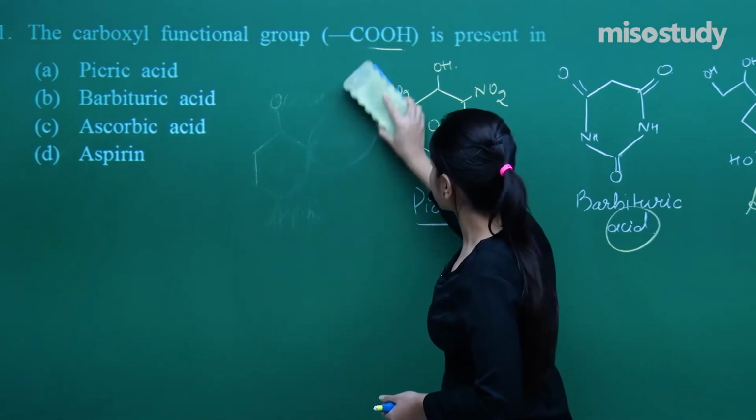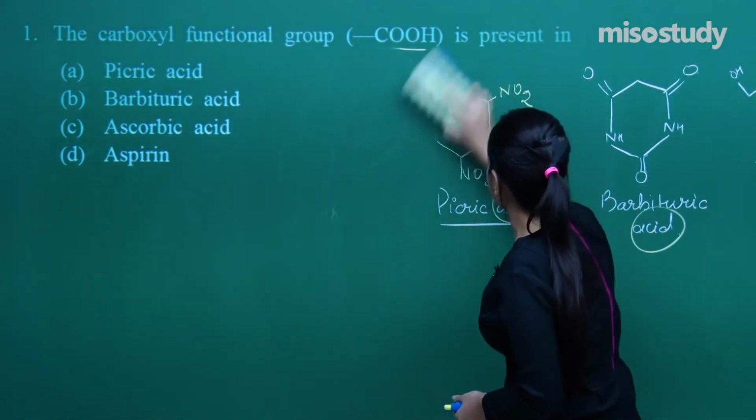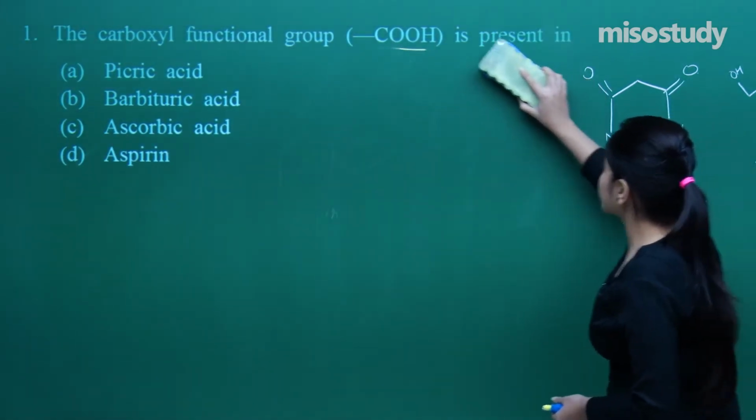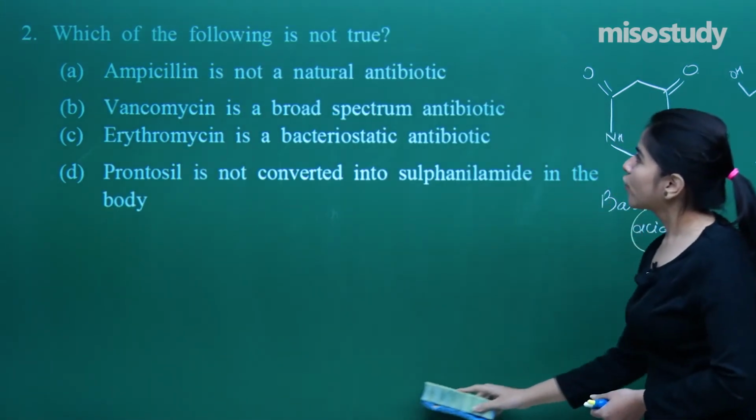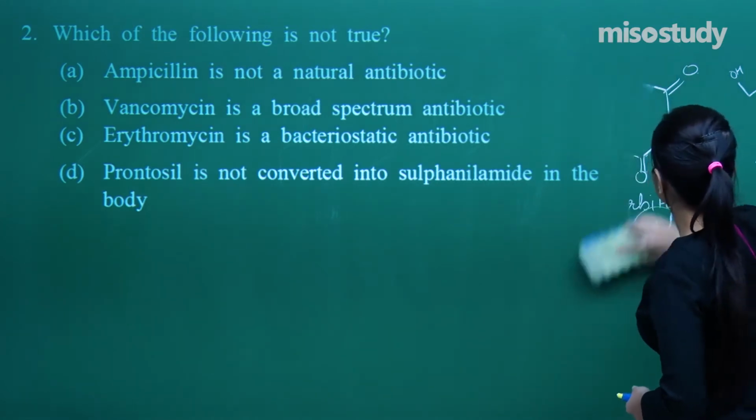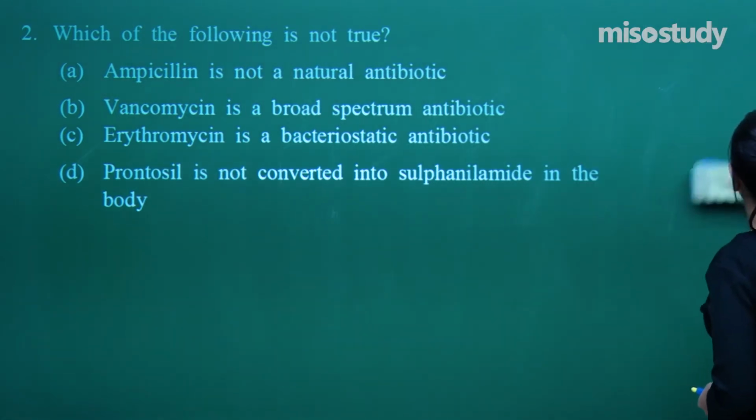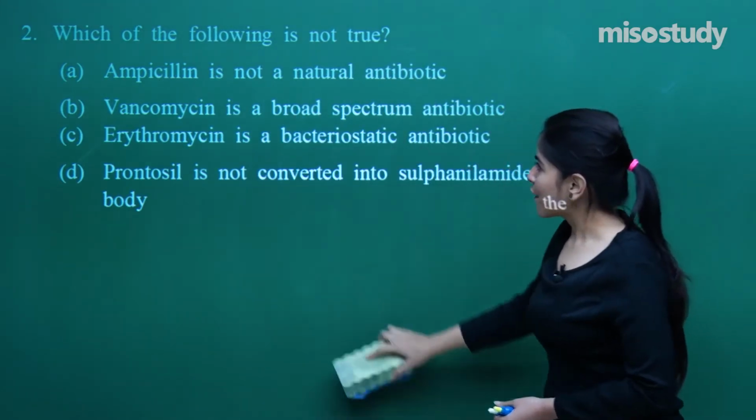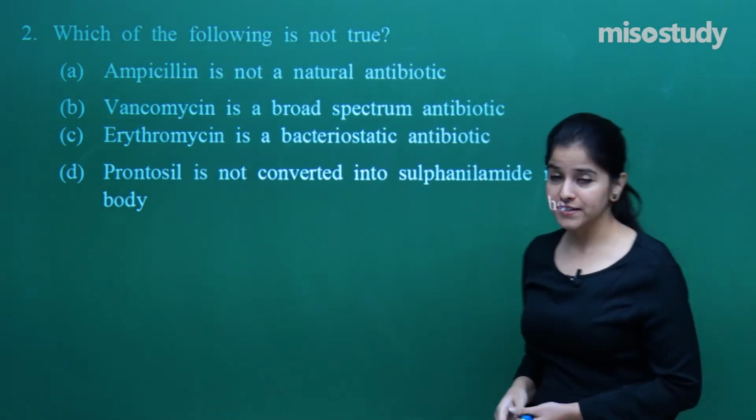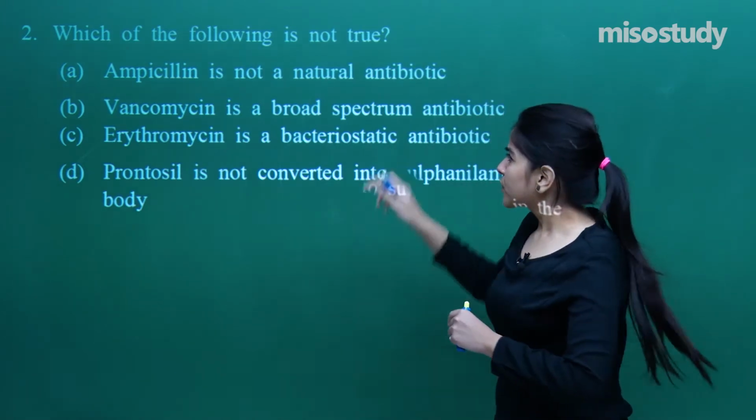What do I have? In the next question, what does it say? Now, which of the following is not true? So I need to find out the statement that is not true. So just read it out. Ampicillin is not a natural antibiotic. So can you see that?